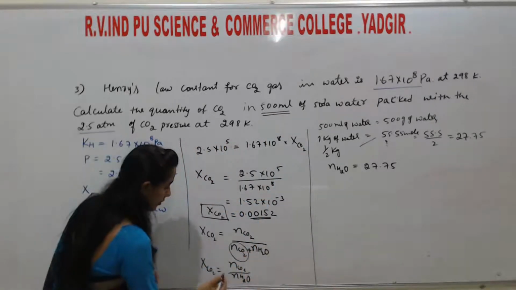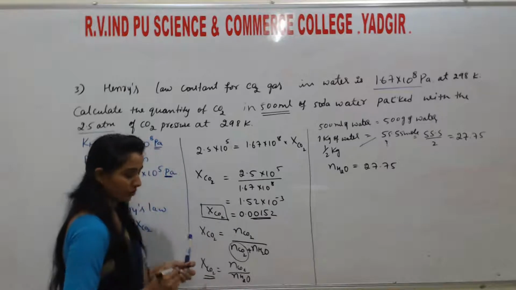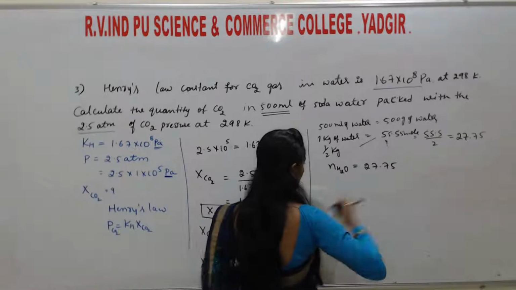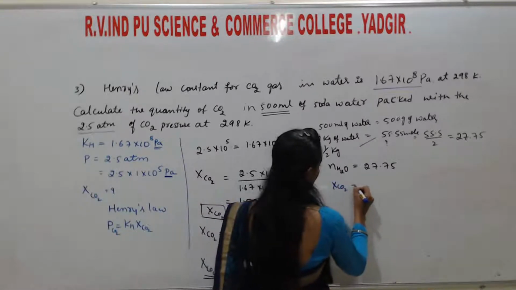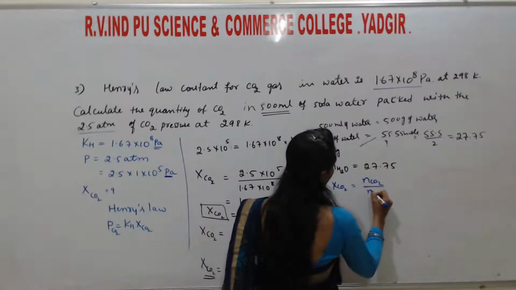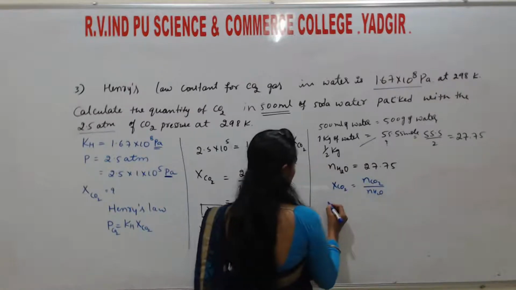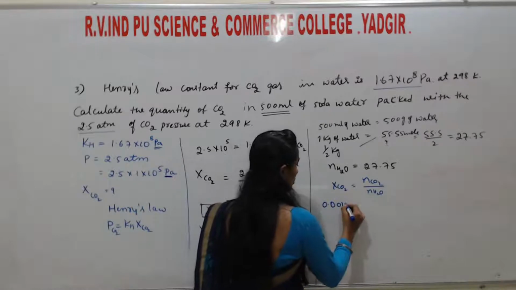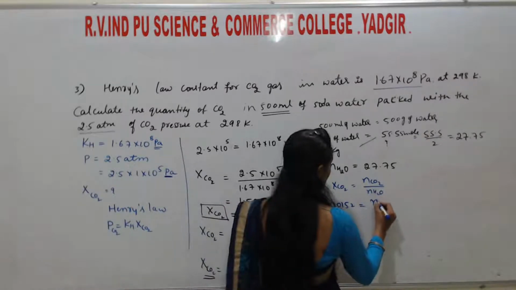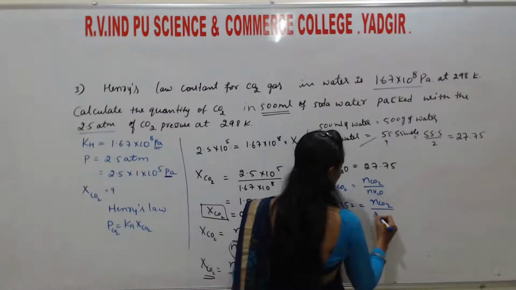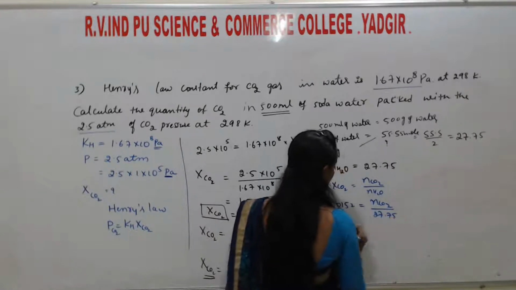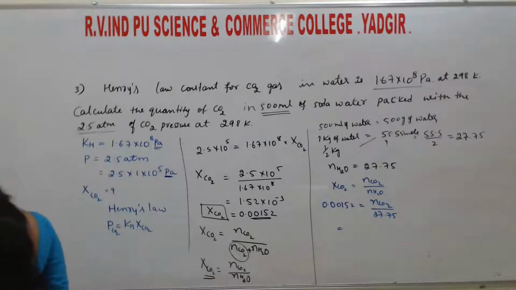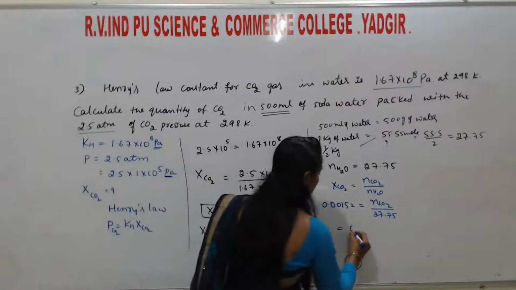Here we have X of CO2. Then X of CO2 is equal to N of CO2 by N of H2O. X of CO2 is 0.00152, equal to N of CO2 divided by 27.75. Then, students, approximately the value is 0.042 moles.